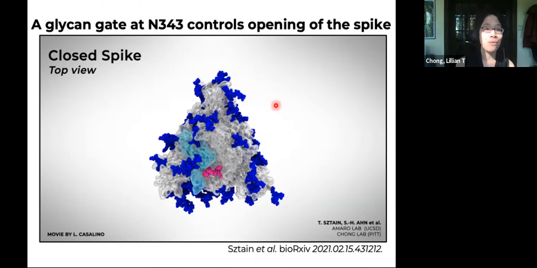Okay, so I can show you a movie of a representative pathway that we captured, and this pathway revealed a glycan gate at the position of residue N343 that actually controls the opening of the spike. So this is a top view of the spike, where again, the dark blue is the glycosylation or sugar coating of the spike protein. And at the atomic level, we can see that one of these sugars or glycans that is highlighted in magenta pushes up this receptor binding domain in cyan from the down to the up position.